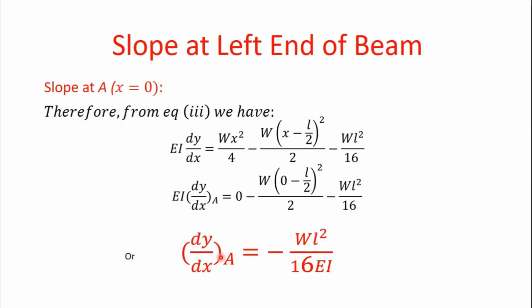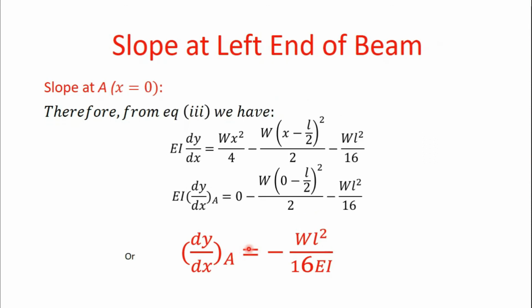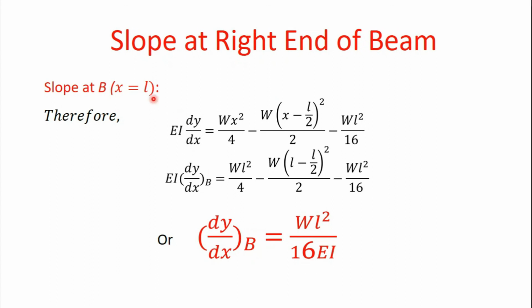One more point, you have to keep in mind the calculated slope at the left end of the beam, where x equals 0. Therefore, from the equation we will get dy by dx at A, that is the slope at A, will be minus W L squared upon 16 E I, and the slope at the right end, which is x equal to L, putting x equal to L in this equation, we will get dy by dx at B will be W L squared upon 16 E I.